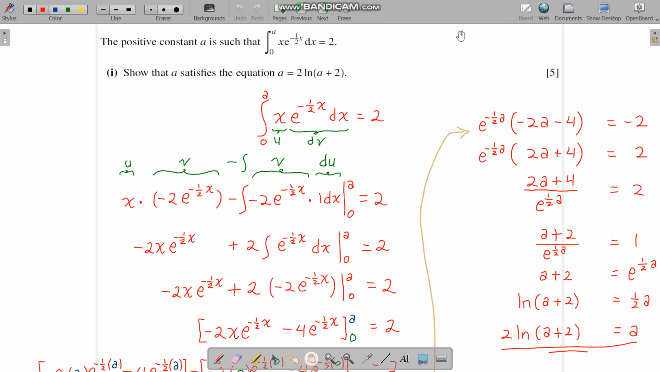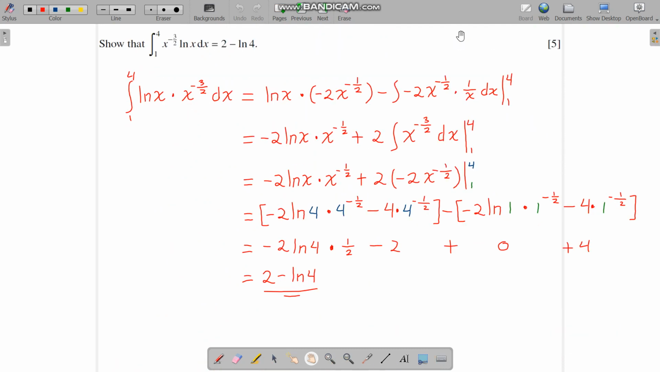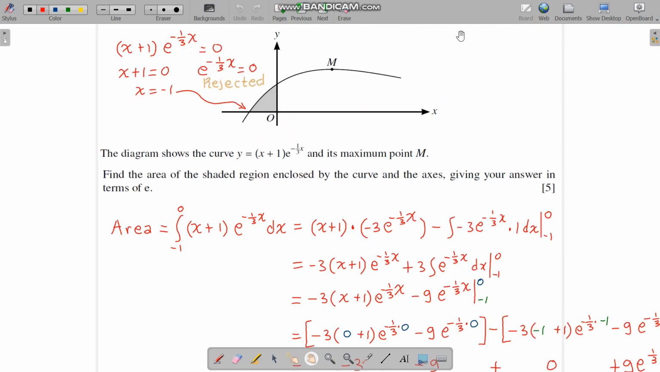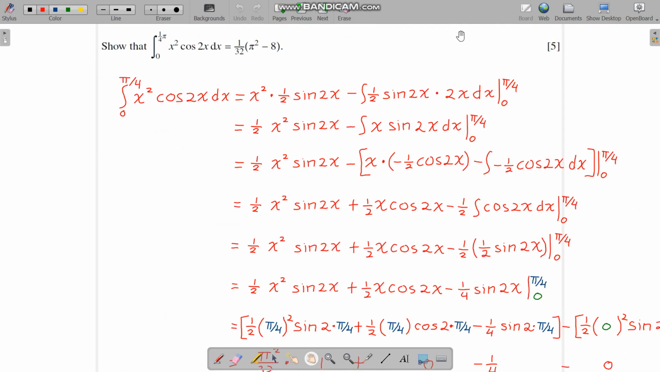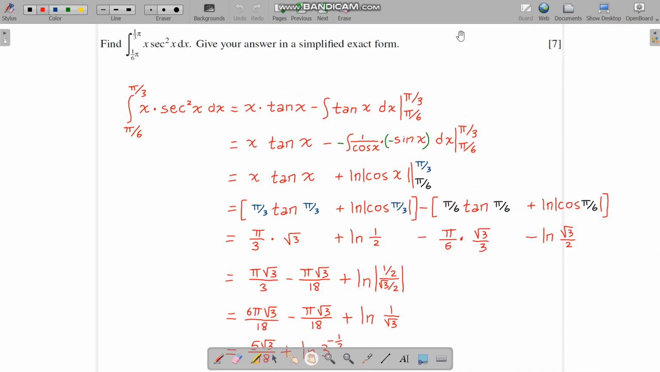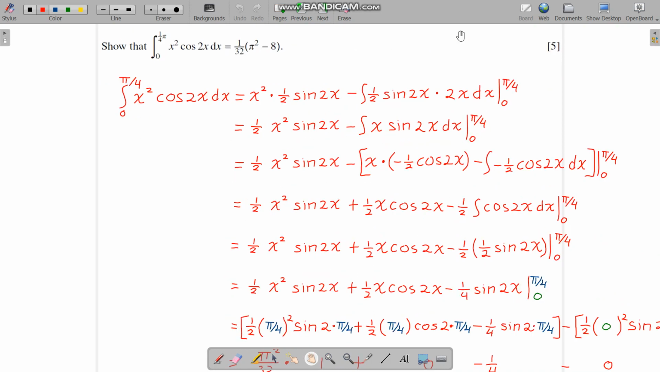Alright, next, by parts. This is also by parts. This is also by parts, by parts twice here.